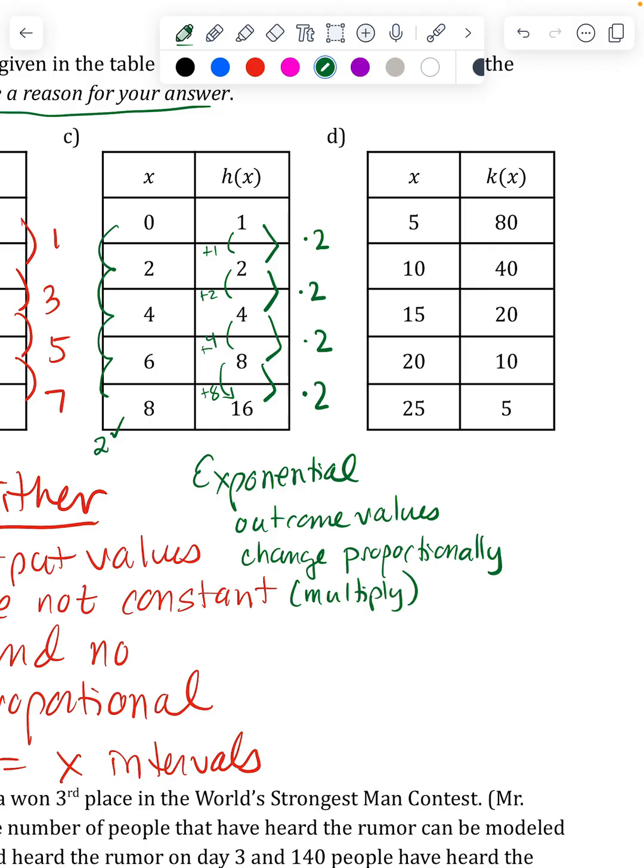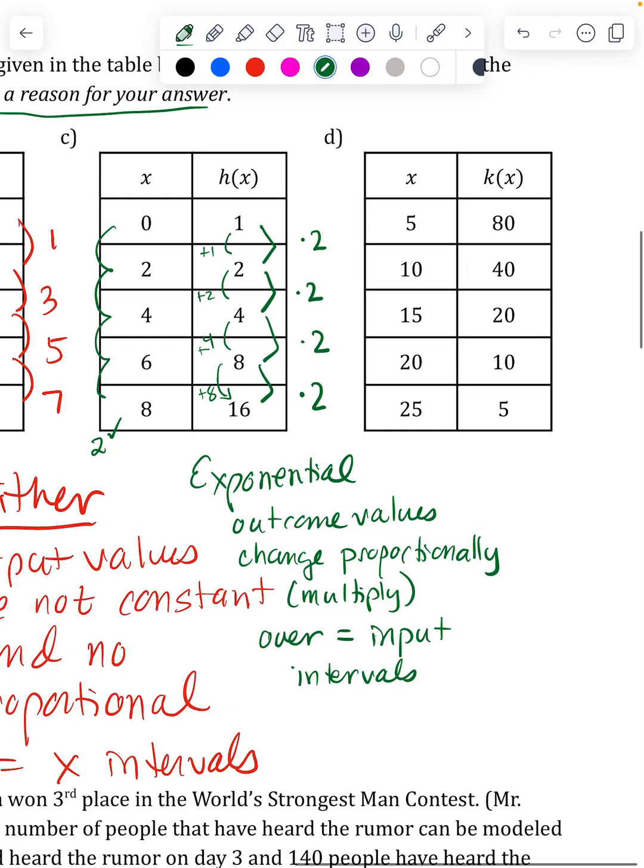And again, that is happening over equal input intervals. So you're saying, I recognize that my x's were in equal intervals, and now I see that my y's are multiplying to become the next y. Checking on this last one, up by 5, up by 5, up by 5, up by 5. So check, I have equal intervals.